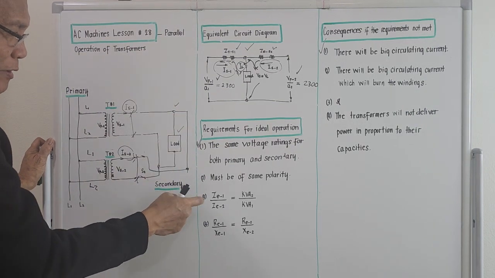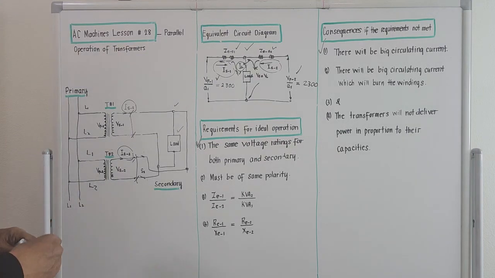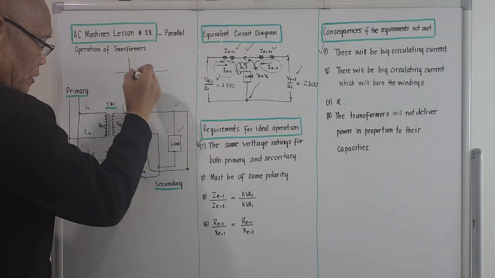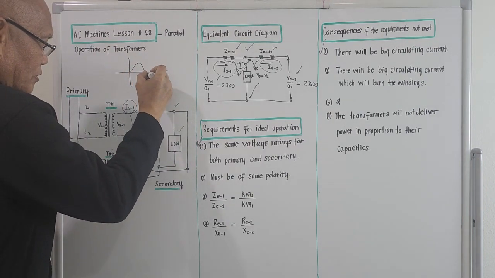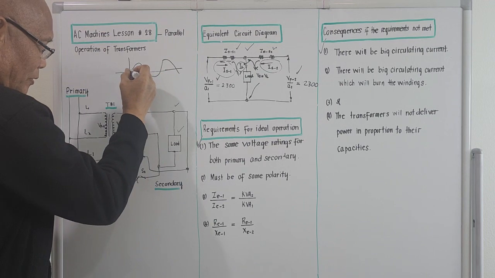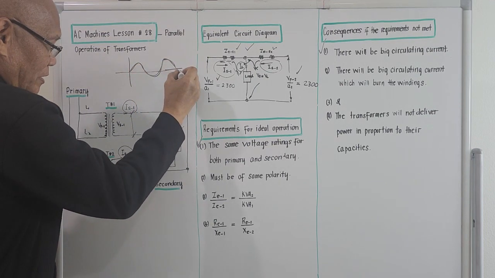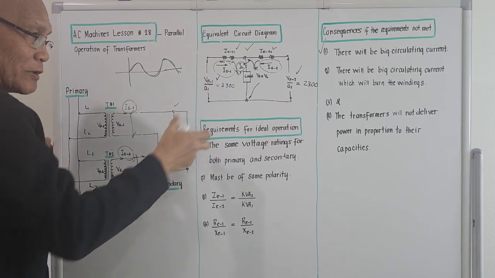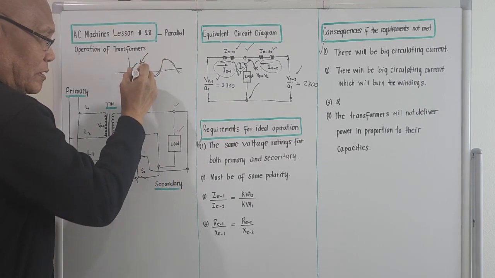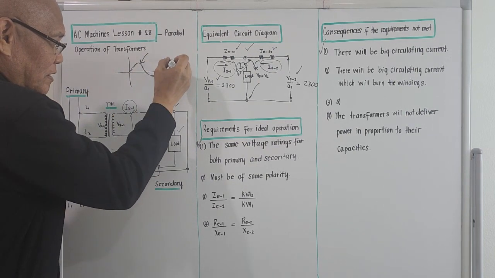What must be requirement number 2? They must be of the same polarity. Same polarity meaning if this is the voltage around the secondary of the first transformer, the voltage of the second one should also be the same. I mean, how it comes out as an alternating current, they should be the same. Okay, that's the meaning of same polarity, meaning they are in phase.